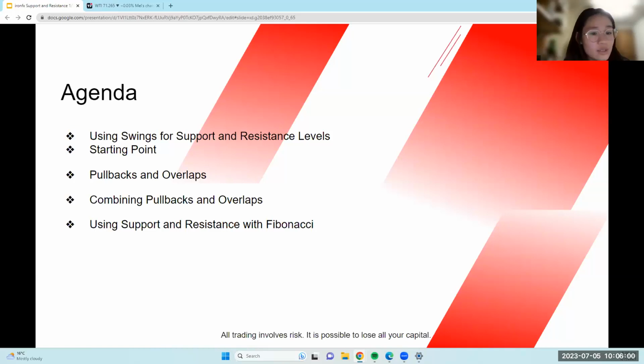Okay, here is our agenda for today. Firstly, we're going to be looking at using swings for support and resistance levels. And then we're going to be looking at how we can identify pullbacks or rather starting points before going into pullbacks and overlaps. Then we're going to combine these pullbacks and overlaps to find really strong support and resistance levels. And then we're going to use support and resistance in combination with some Fibonacci levels. And if we have time at the end of the slides, we'll definitely go through a couple of setups. So feel free to let me know in the chat if there are any specific charts that you'd like me to go through.